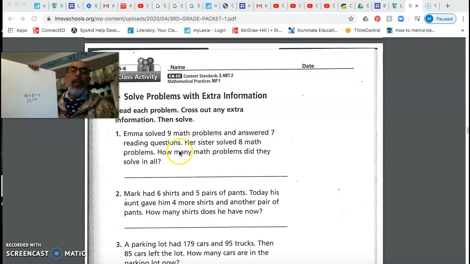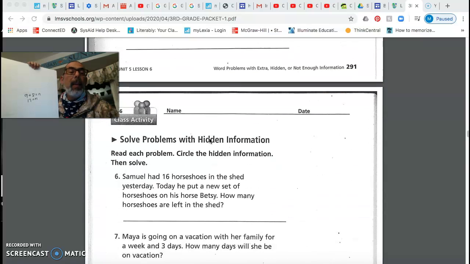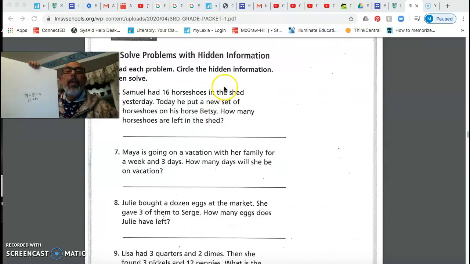So they should draw a picture here, cross out the extra information and underline important facts. This page right here deals with hidden information. Here's an example. You're going to need to know that a horse requires 4 horseshoes in order to solve this problem. So this one would be 16 take away 4, that would be the answer. You have to know that a horse has 4 shoes. So once again, they would have an equation and then the answer.